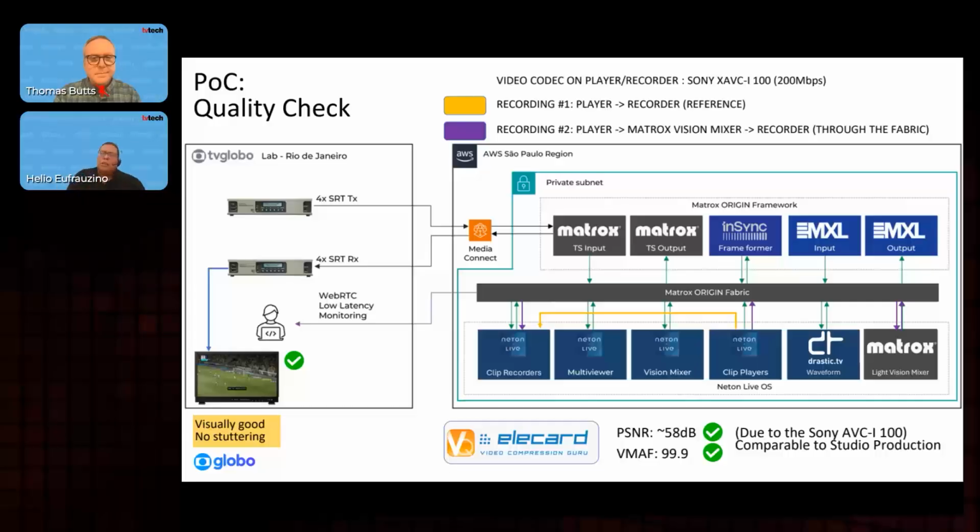And in order to check the quality, I had a scenario using a file reference inside the cloud, using Neton Live to play a signal, passing the entire signal through the system, using all the parts of Matrox Origin, and having a very light visual mixer consume this signal and send it back to a recorder. So at this point, we have two files, and we did an objective comparison using the LCard video quality estimator tool.